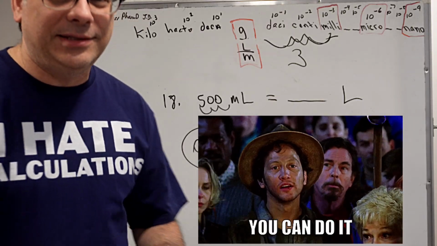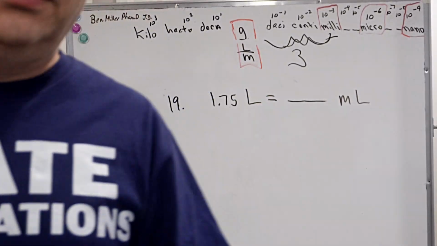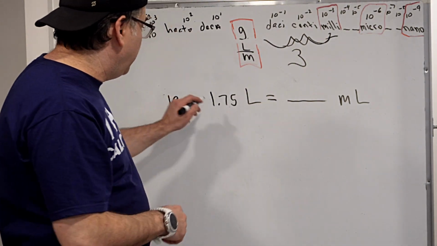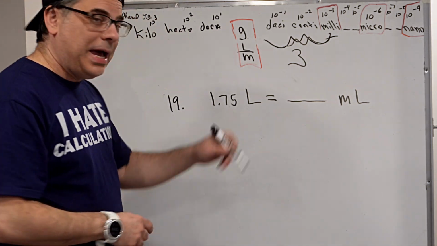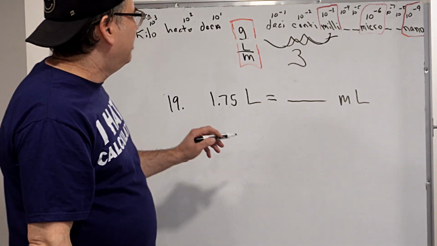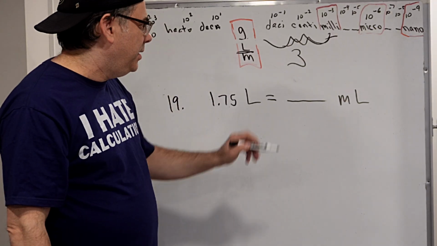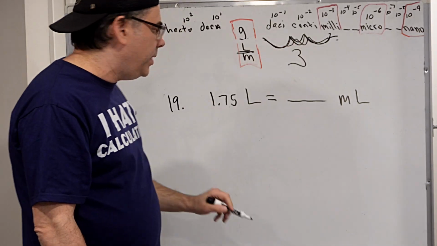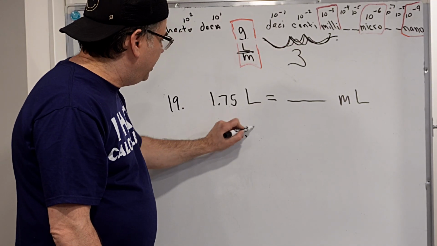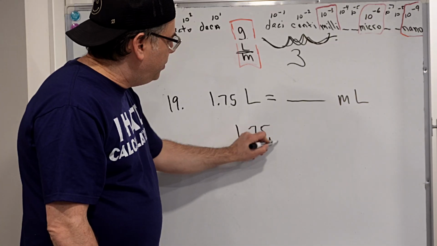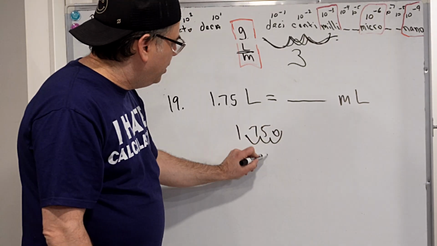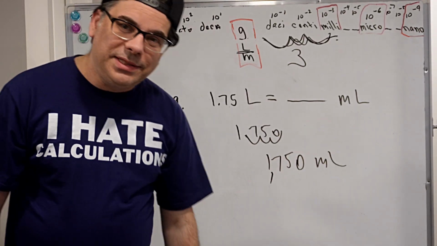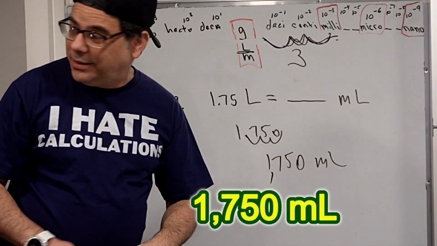Question number 19 is next. Okay, question 19. 1.75 liters is equal to how many milliliters? So, liters is here, it's a base unit. Milli is over here, 10 to the negative 3. So we go 1, 2, 3, 3 to the right. So we do 1.75, 1, 2, 3. We put in the 0, so it's 1,750 milliliters. That's question number 19. Let's go to 20.